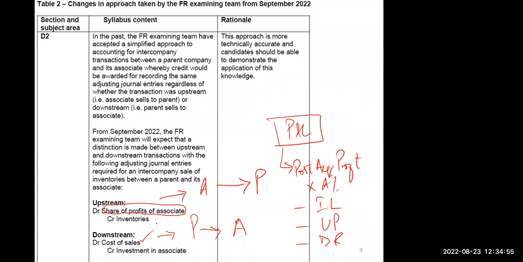Consolidated cost of sales should be adjusted. So the debit side is related to the income statement adjustment and the credit side is related to the balance sheet adjustment. In the balance sheet, it needs to be adjusted from the investment in the associate, and in the income statement, it will be adjusted in the cost of sales.